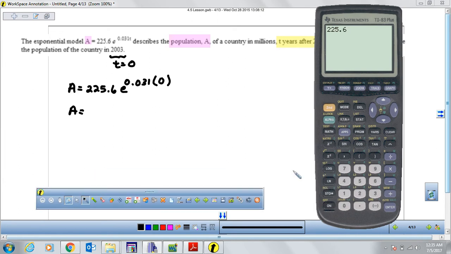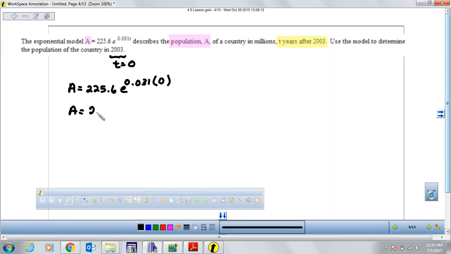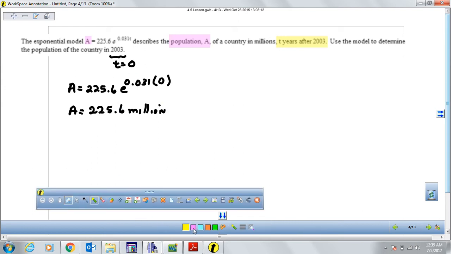We have 225.6 times e, second ln, raised to the power of 0.031 times t, which is 0, and then we close the parentheses. That gives us 225.6 as an answer. So that means there's going to be 225.6 million people in that country in the year 2003. But wait a minute, isn't this value 225.6 the same thing as this number that we have in the front? And that is for a reason.